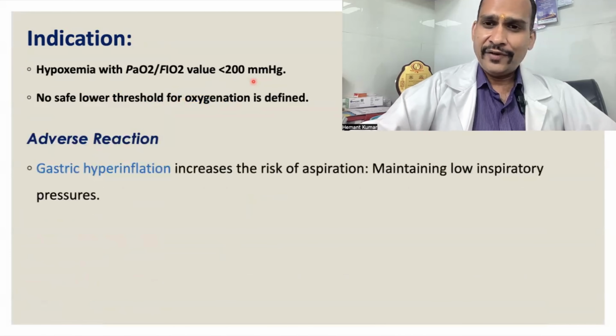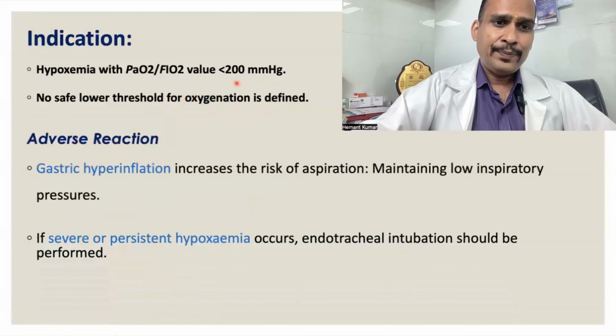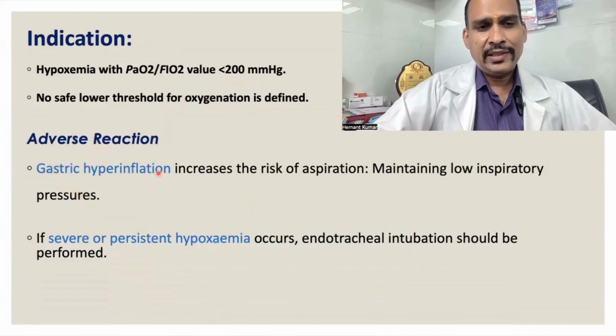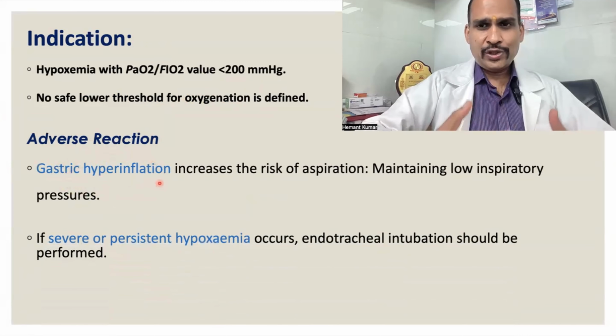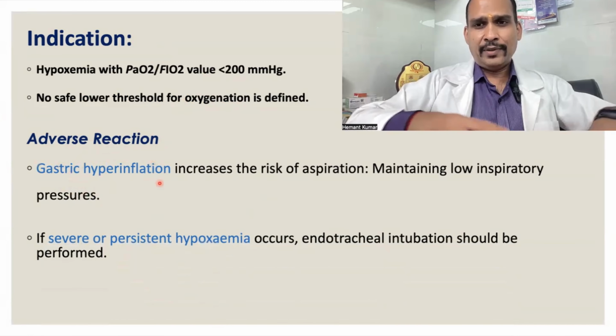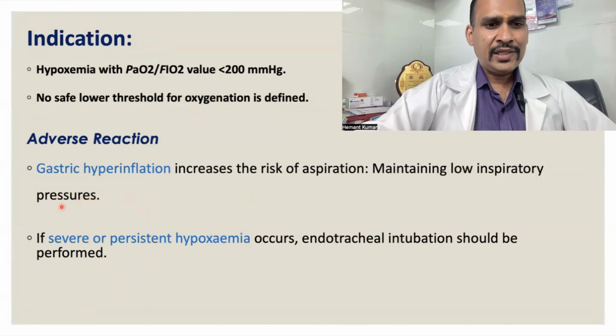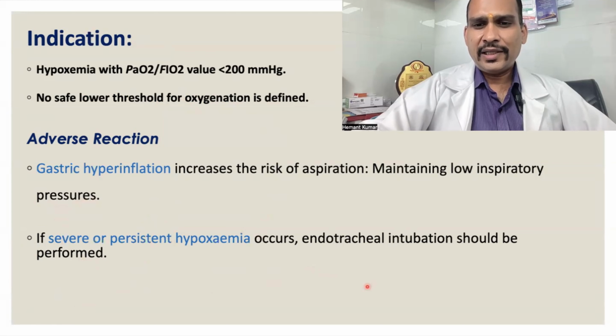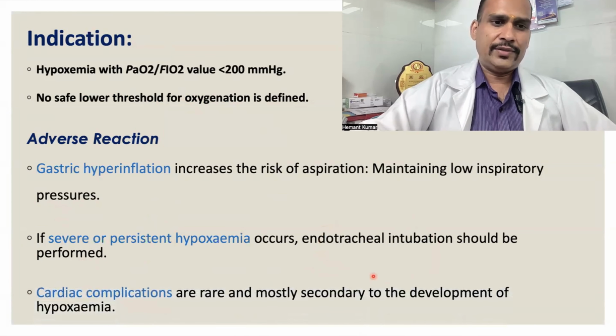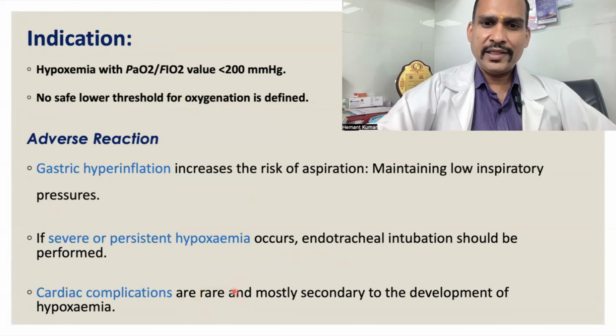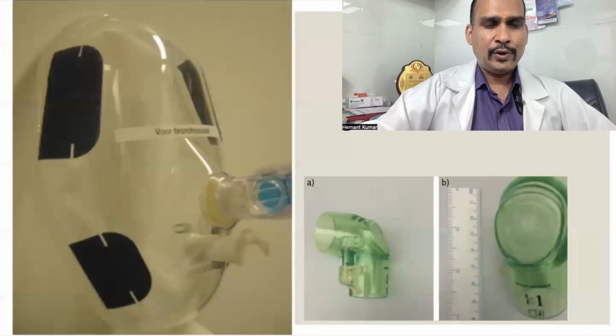So what are the adverse reactions while using NIV? With NIV, the patient may get gastric hyperinflation, because NIV pushes air not only into the airway but also into the esophagus and abdomen. If the patient has severe or persistent hypoxemia, it can cause respiratory distress and the patient may require endotracheal intubation. Cardiac complications, though rare, can happen secondary to the development of hypoxemia. So these are the problems.